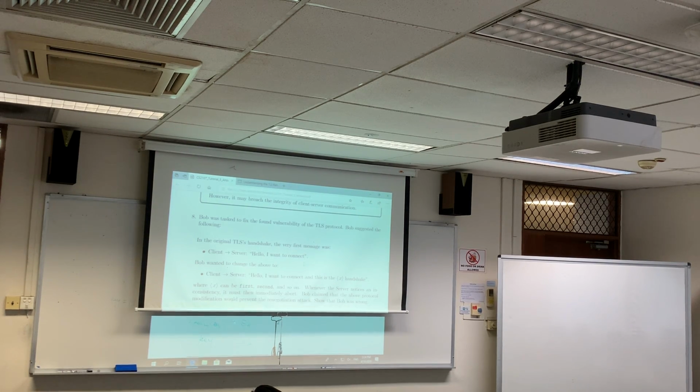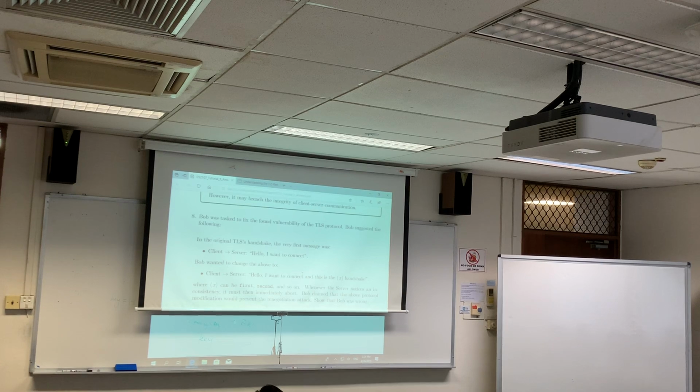So in the new hello message, Bob wants to include the handshake details inside. For example, I want to connect and this is the first or second handshake. So in this case, the server can differentiate whether this is the initial handshake or a re-negotiation handshake. So in this case, the TLS re-negotiation attack will not work because the attacker cannot hide which handshake it is. Okay? So does this work?